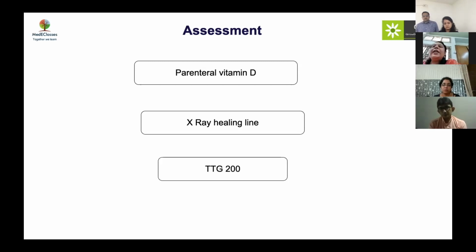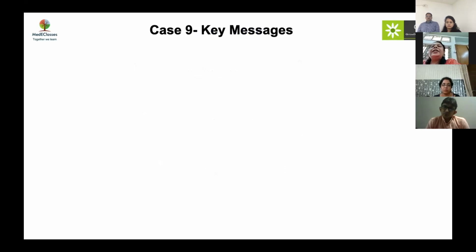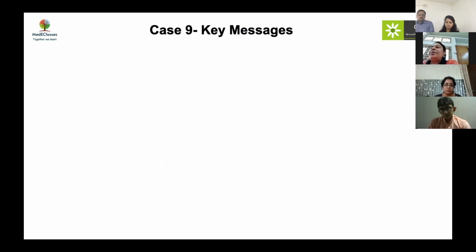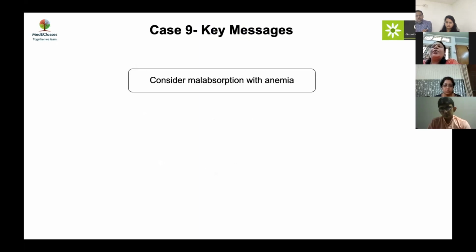So before labeling it as a vitamin D non-responsive rickets, we must do TTG level, and in this case TTG level turned out to be 200. And then we should go for duodenal biopsy, and here the treatment of choice will be parenteral vitamin D. So always consider, key messages, consider malabsorption whenever you have refractory rickets, rickets not responding to 2 courses of vitamin D, and when there is anemia, gastrointestinal symptoms, urinary symptoms, pica, and constipation, etc. So always consider malabsorption in these cases.